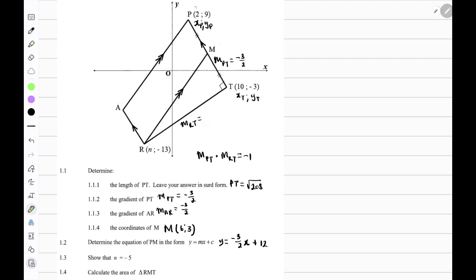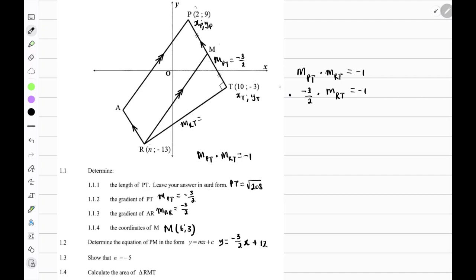by taking advantage of the fact that PT and RT are perpendicular, and if that's the case, we know that the product of their gradients is equal to negative 1. So using this fact, we are able to find the gradient of RT. Once we can find the gradient of RT, then it will become possible to find n. So we can substitute MPT, as we've seen, is negative 3 over 2 times MRT is equal to negative 1.